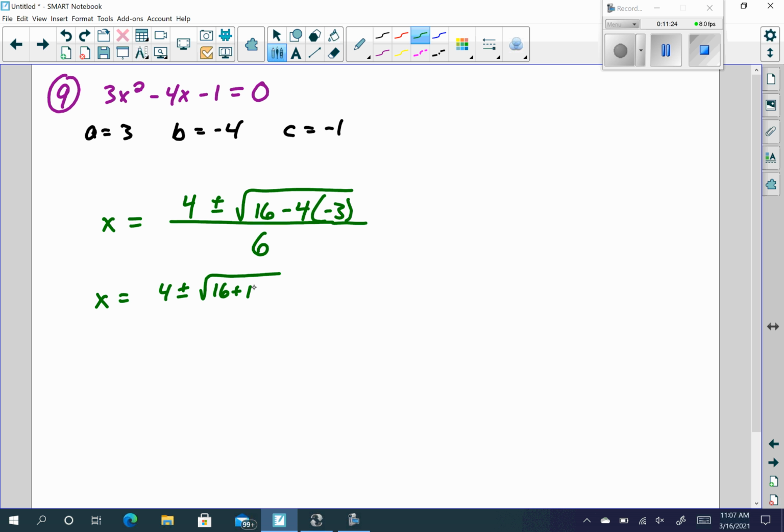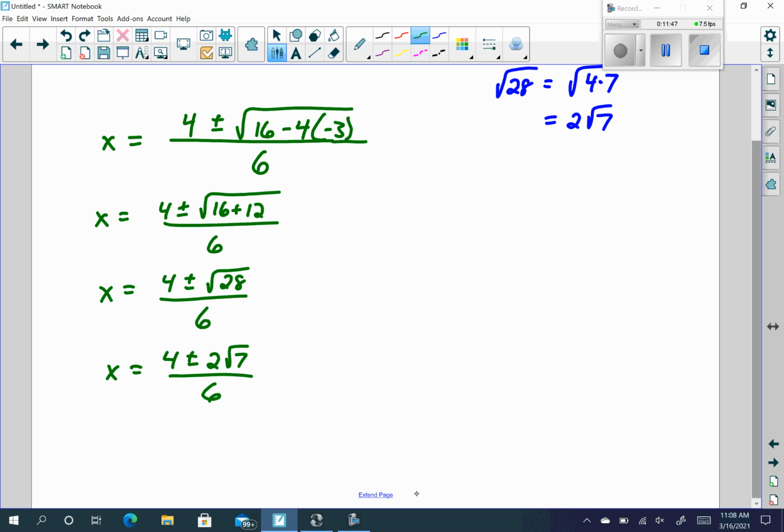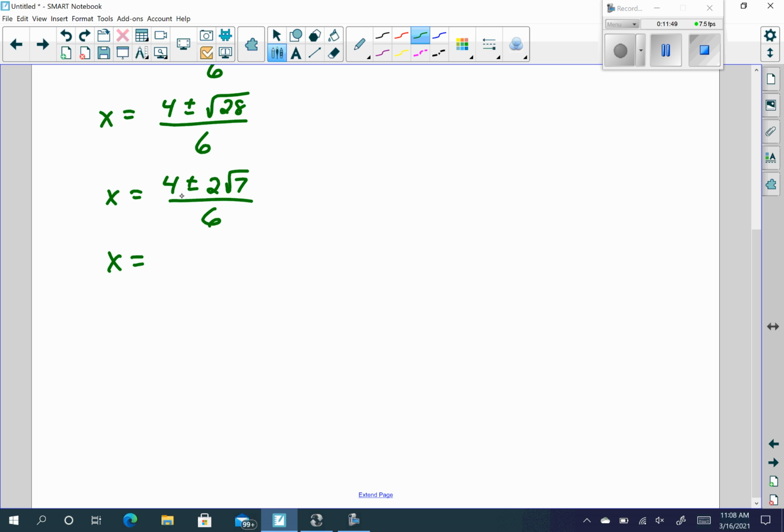So here we're going to get 16 plus 12 over 6. We get 4 plus or minus, we'll get a 28 underneath the square root. Now radical 28 can factor into 4 times 7, so we get a 2 radical 7 here. So now this becomes 4 plus or minus 2 radical 7 over 6. And we can simplify the 4, the 2, and the 6. Divide everything by 2, so we'll get 2 plus or minus radical 7 over 3.